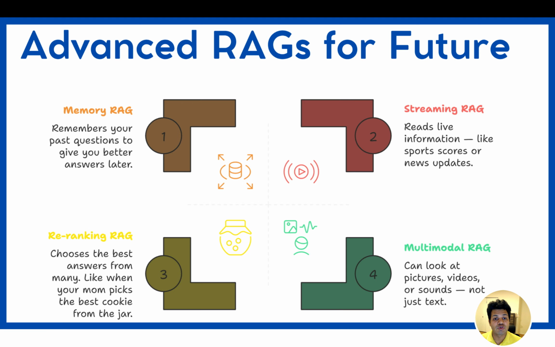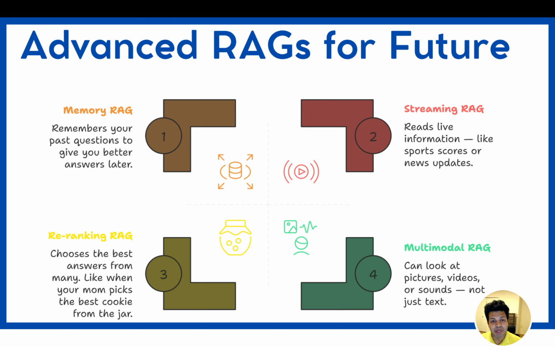Now let's look at some supercharged RAGs of the future. There are a few other RAGs known as re-ranking RAG, which chooses the best answer from many, like when your mom picks the best cookie from the jar. Then there is another one which is a streaming RAG. It reads live information like sports scores or news updates. Then we have a memory RAG, which remembers your past questions to give you better answers later. And then we have multimodal RAG, which can look at pictures, videos, or sounds, not just text.